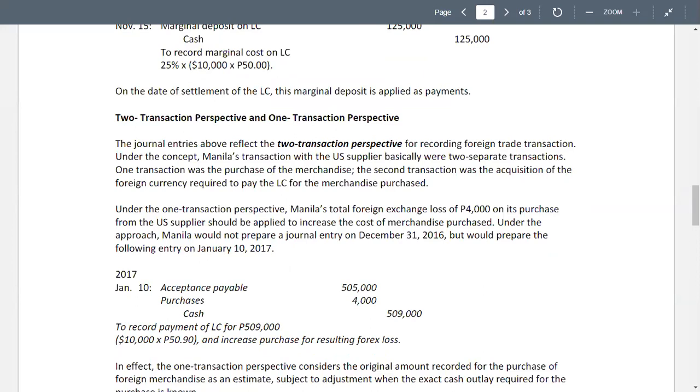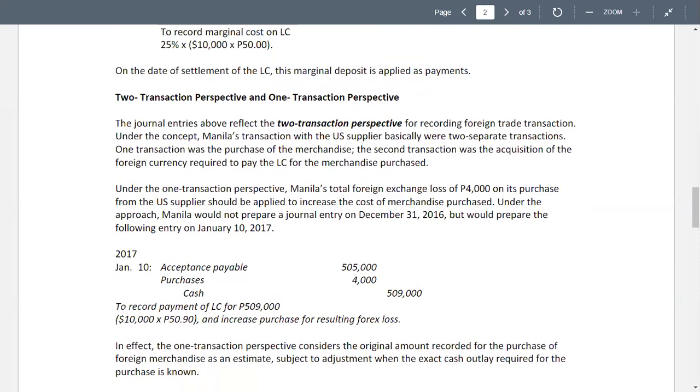Under the one transaction perspective, Manila's total foreign exchange loss of 4,000 on its purchase from the U.S. supplier should be applied to increase the cost of the merchandise purchase. Under this approach, Manila would not prepare a journal entry as of December 31, 2016, but would prepare the following entry on January 10, 2017.